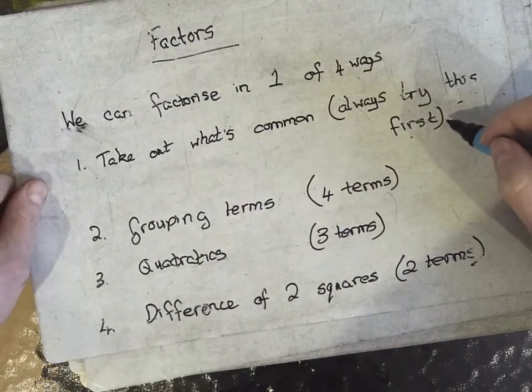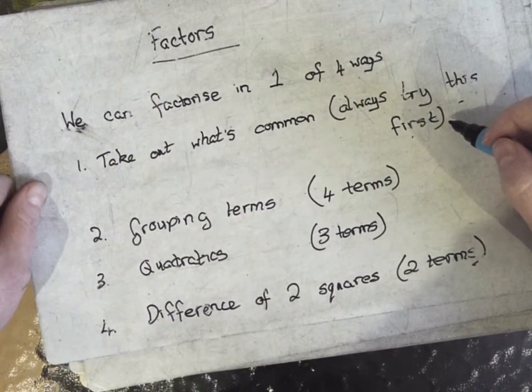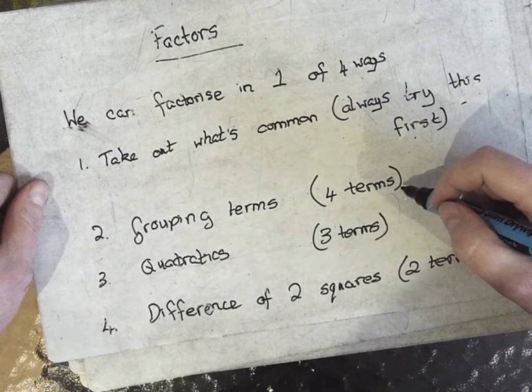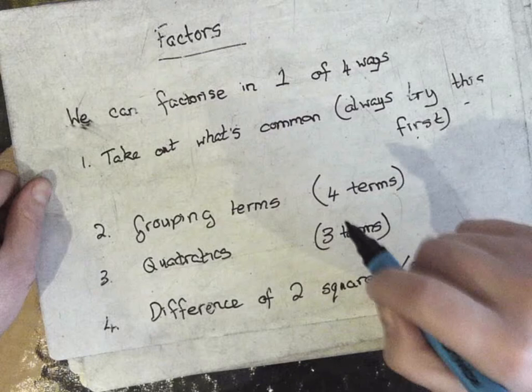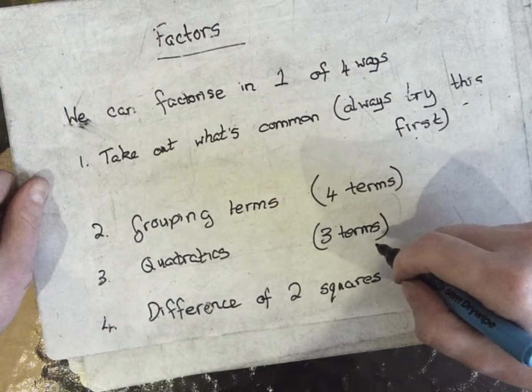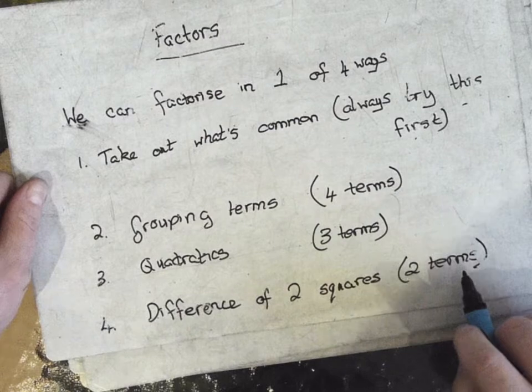So just to recap there, always try and take out what's common. If this doesn't work, try count the terms. If there's 4 terms, it's going to be grouping them, do 1 and 2 and 3 and 4 together. If it's 3 terms, it's going to be a quadratic, and if there's 2 terms, it's going to be the difference of 2 squares.